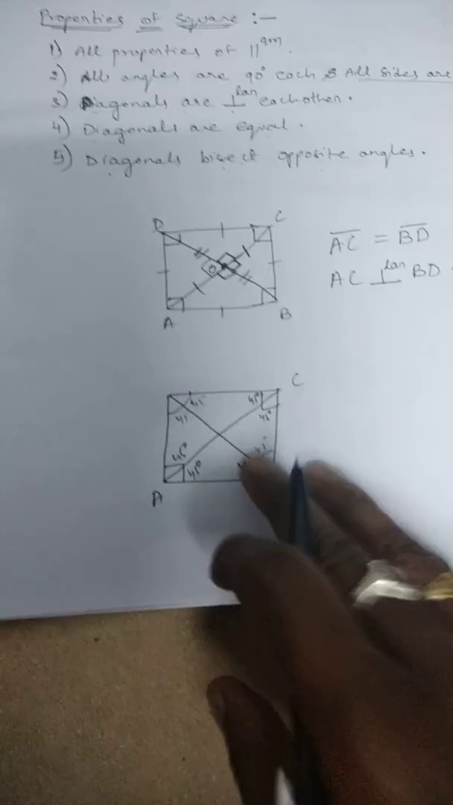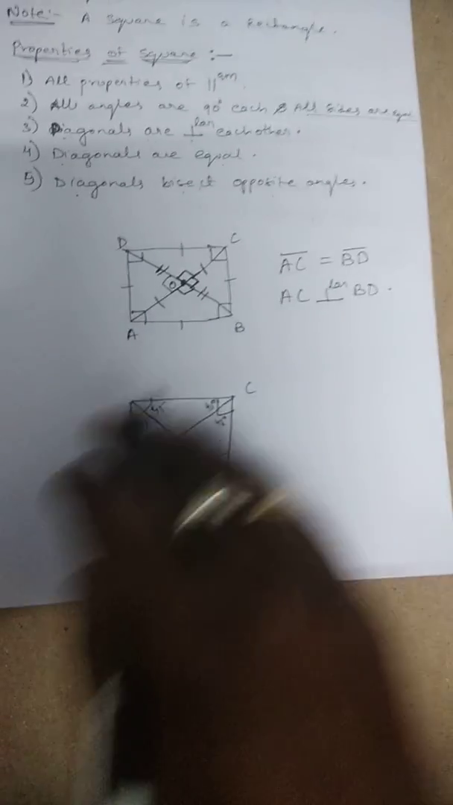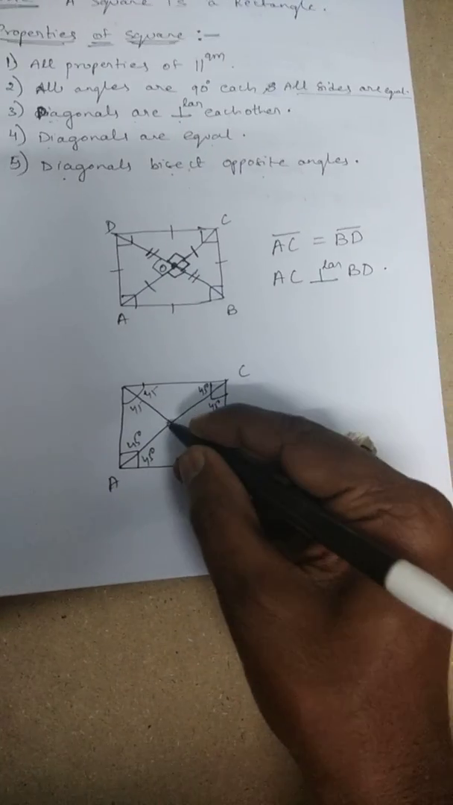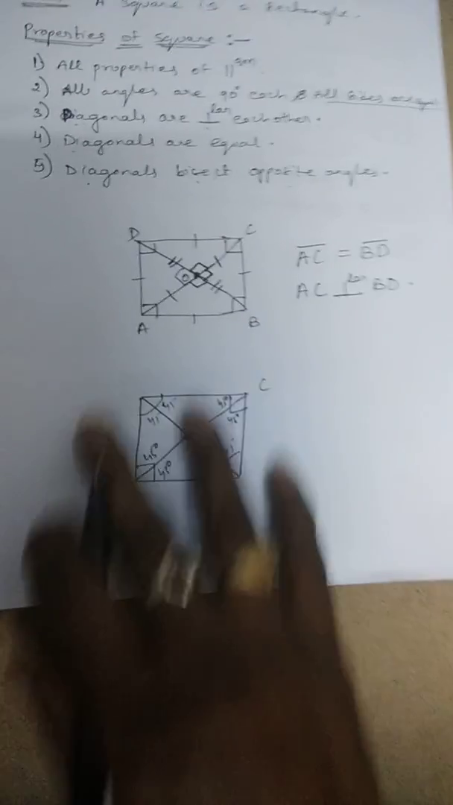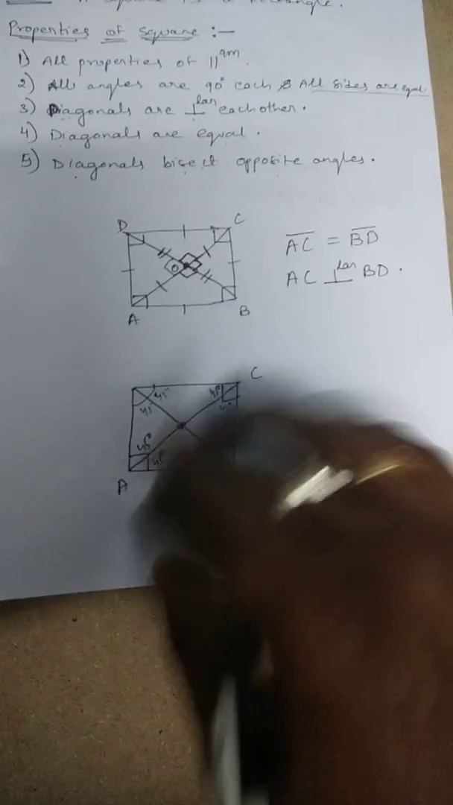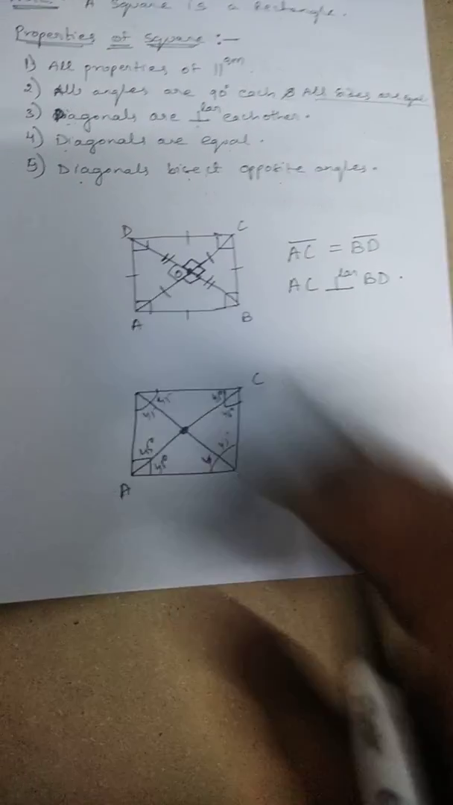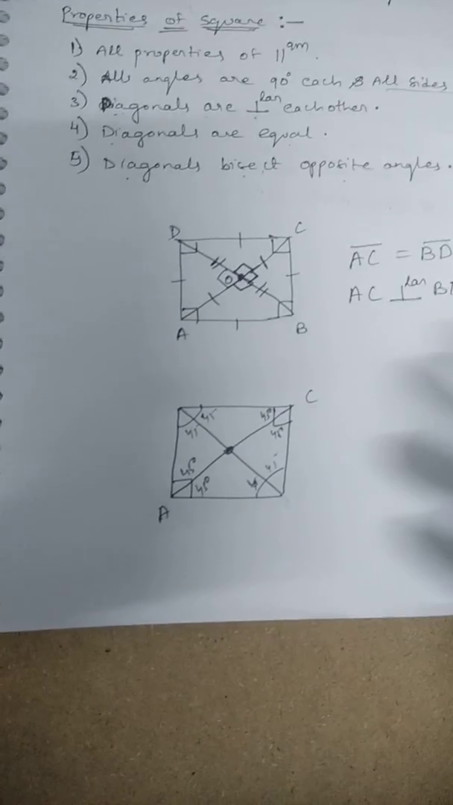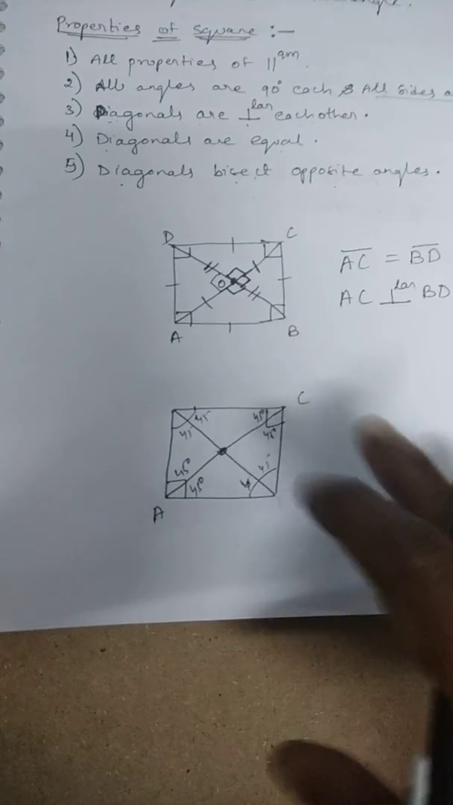So diagonals bisect each other. Diagonals bisect the opposite angles. Diagonals are perpendicular to each other. Mostly, it is completely with the diagonals. Diagonals are equal. Diagonals are perpendicular. Diagonals bisect each other. This is all related to diagonals. So these are the properties of the square.